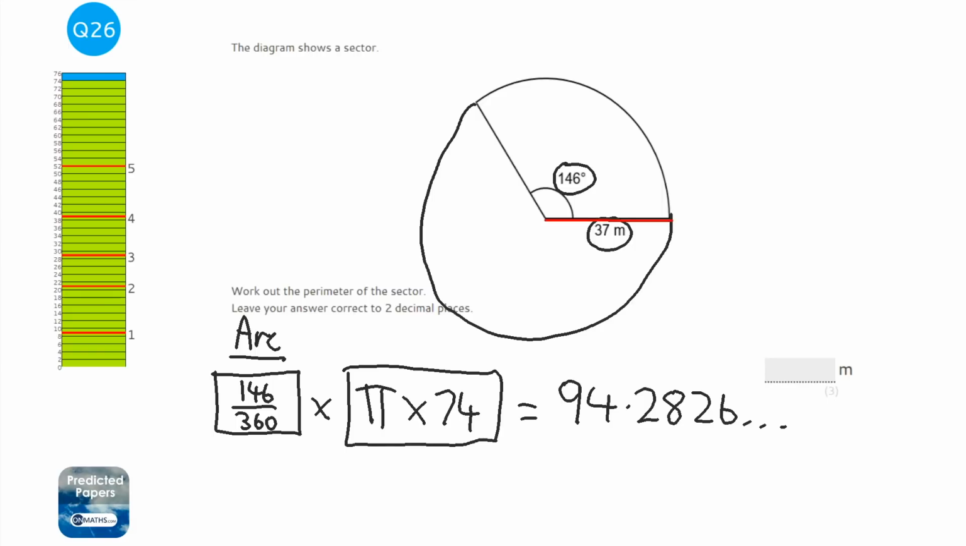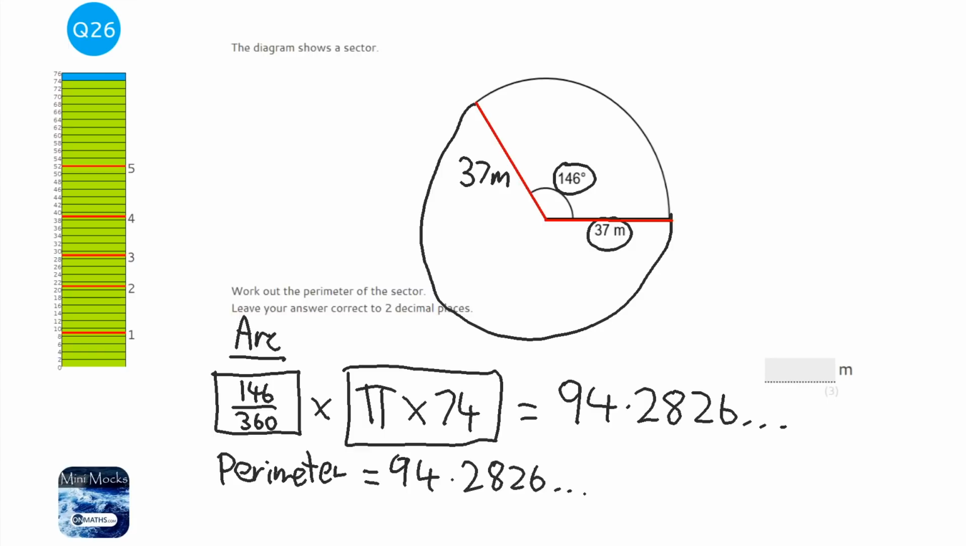Now that's for the arc length, but we also want to know what this distance here is. Well, we've already got that one. And what this distance here is. Well, they are both radiuses, or radii we call it. So that's also going to be 37 meters. So to work out the perimeter, I'm just going to get that 94.2826 blah blah blah, and I'm going to keep it in my calculator, and I'm going to add 37 and add another lot of 37.